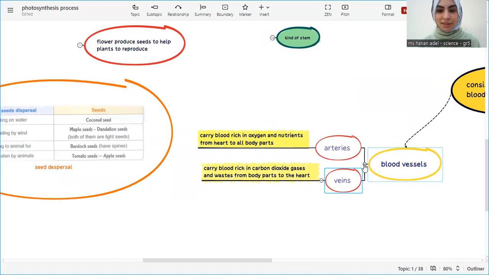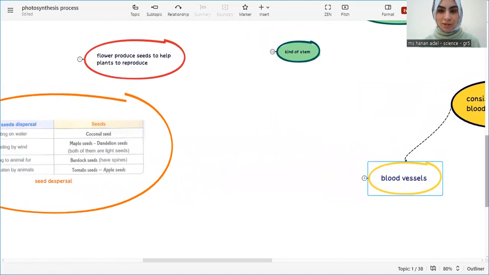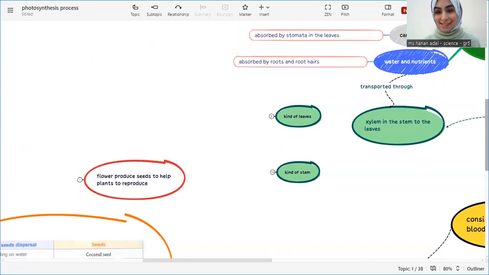Do you still need to learn any other information about photosynthesis process? Yes. We have to know some information about leaves and the stem, which is the types of leaves and the types of stem. We have two types of leaves. One of them is flat and wide, and the other one is narrow leaves.